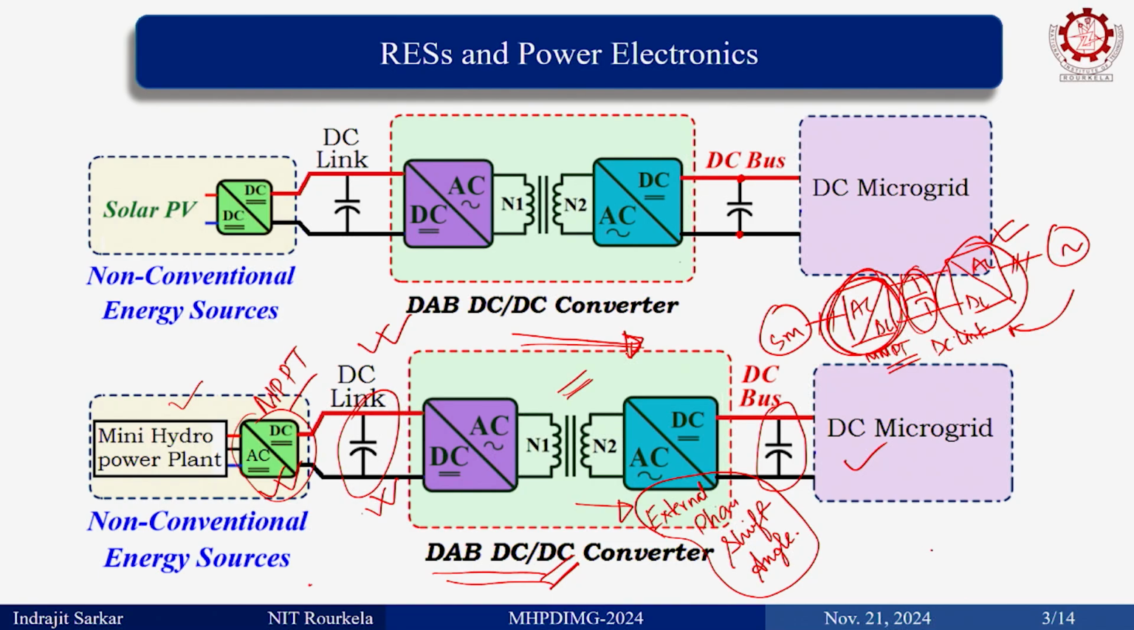Now, the question is here, since it is mini hydro or solar PV, whatever it is, unidirectional in nature. So, power only flows from source to the load. Here also power flows from source to the load. So, you might not need two active bridges, active bridge here, active bridge here. But when you are going to regulate this DC voltage, you will see you need to have a bidirectional power flow.